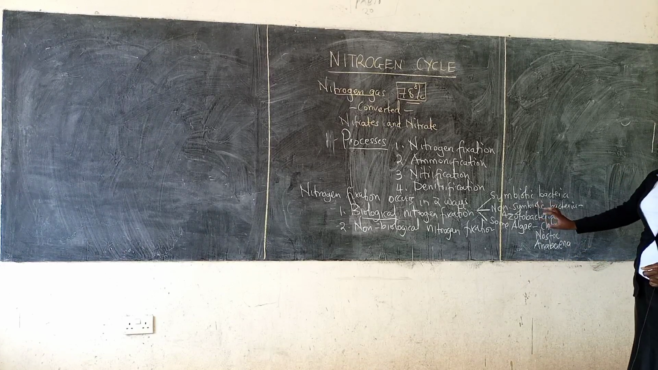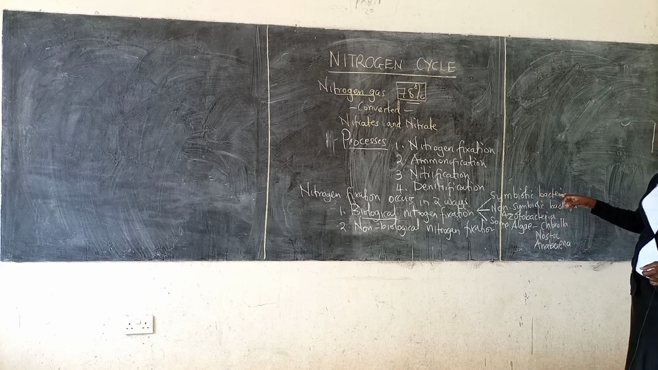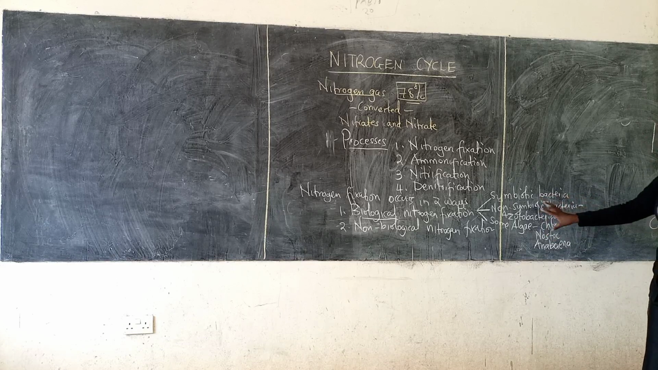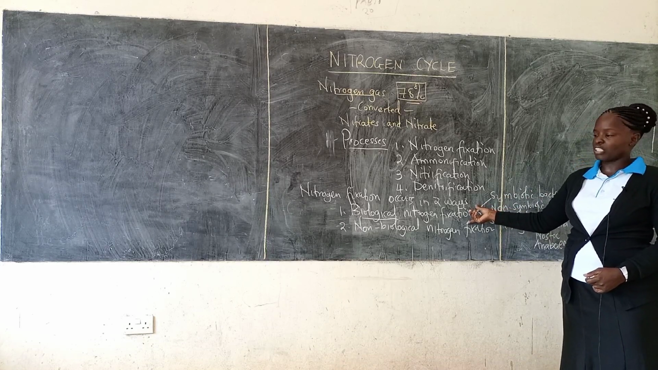This is non-symbiotic fixation done by Azotobacter, and this is symbiotic fixation, which we all know is done by the rhizobium bacteria. So all these, because they involve living organisms, we call them biological nitrogen fixation.